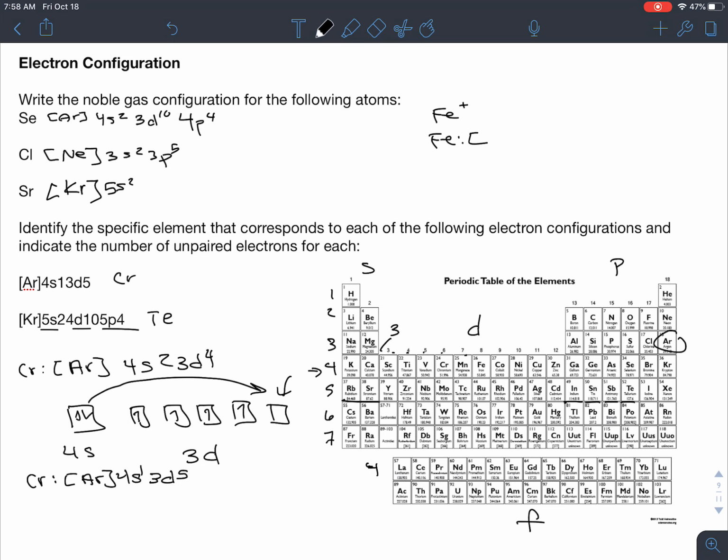So just Fe is argon, 4s2, 3d, 1, 2, 3, 4, 5, 6. Here you do not have to worry about the electrons rearranging because there's an electron in every single orbital. Now, when it's plus, it's not going to go from 3d because 4 is the higher energy level. So when you have an ion, it's going to go from the largest energy sublevel. So here for Fe+, it'll become argon 4s1 3d6.